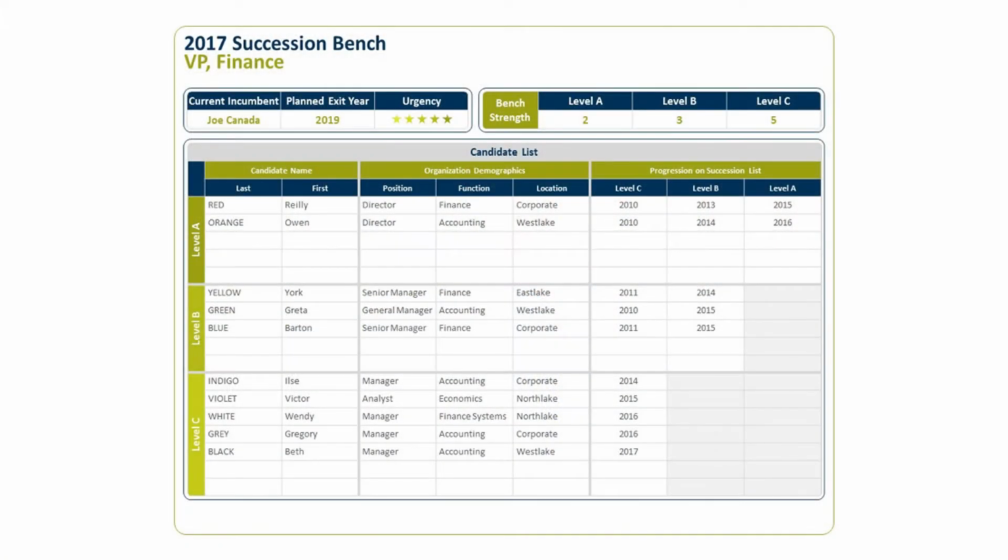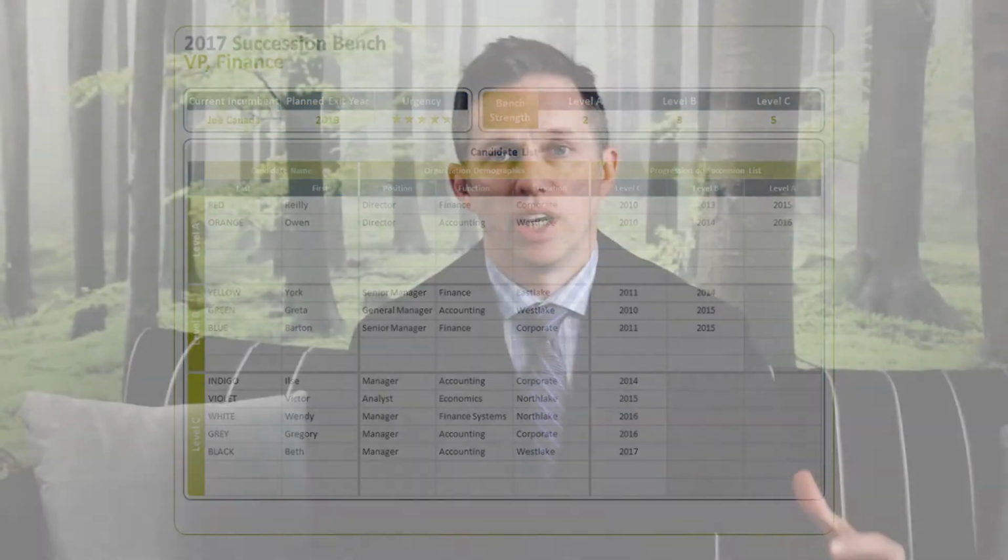And finally, what it does is it evaluates essentially the general health of your bench for a specific role. So for example, in terms of best practices, what we like to do, what we shoot for, is having at least 3 individuals in the level A category. So at least 3 individuals that are in a position to move into that role if we needed them to. So that's sort of our target. That's our best case that we want to get to with all of our succession plans.